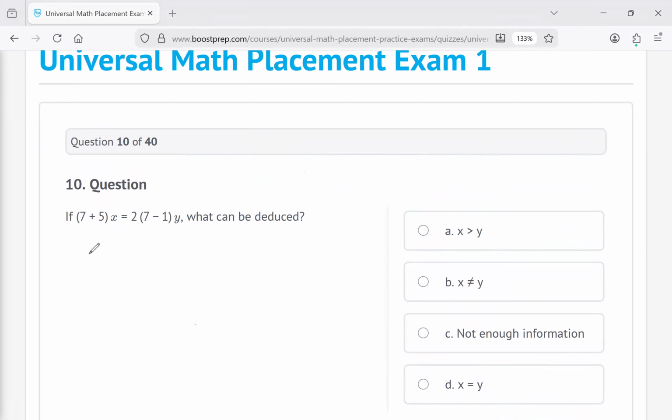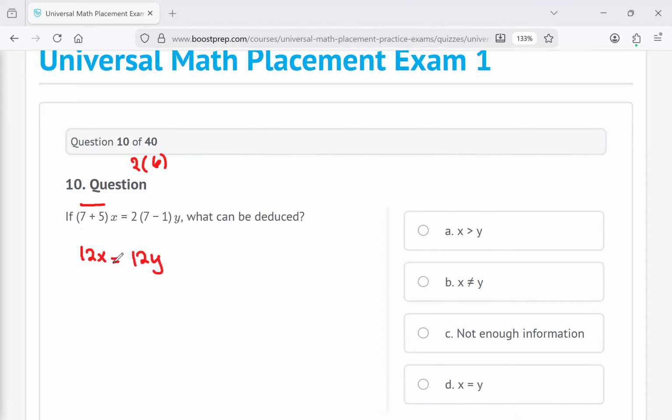Okay. Question 10. If 7 plus 5 parentheses x equals 2 times parentheses 7 minus 1, what can be deduced? So I don't think I'll solve for x and y. What I'll do is just simplify the left and simplify the right and see what happens. So on the left, we have parentheses 7 plus 5 times x. You can simplify that with 7 plus 5, 12. And then on the right, you have 2 parentheses 7 minus 1. So 7 minus 1 is 6, and then 2 times 6 is 12.